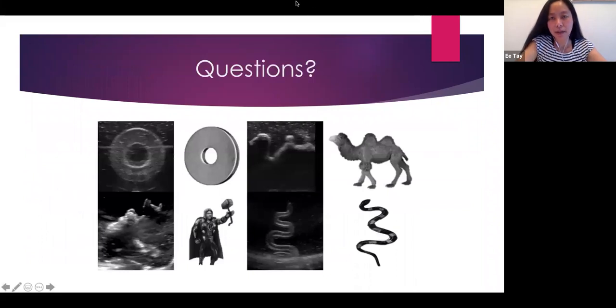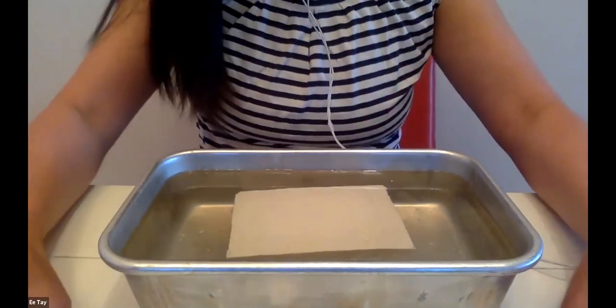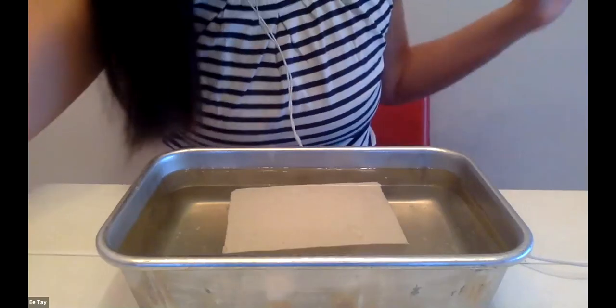So let's stop. I'm going to stop sharing, and then I'm going to share what I have. Okay, so what I have now, I don't know if this is going to work. I wish I had a camera. Can you see what I have here? Yes.